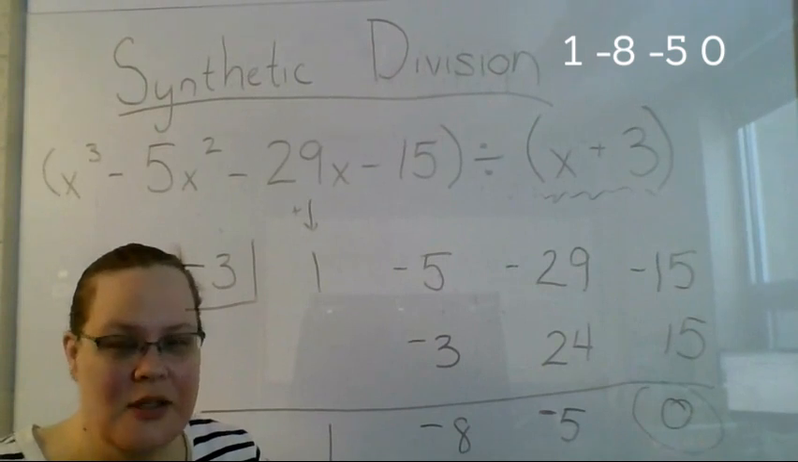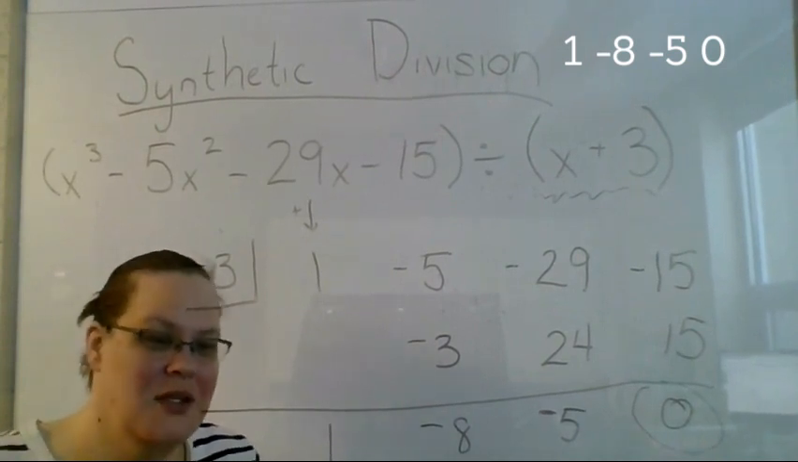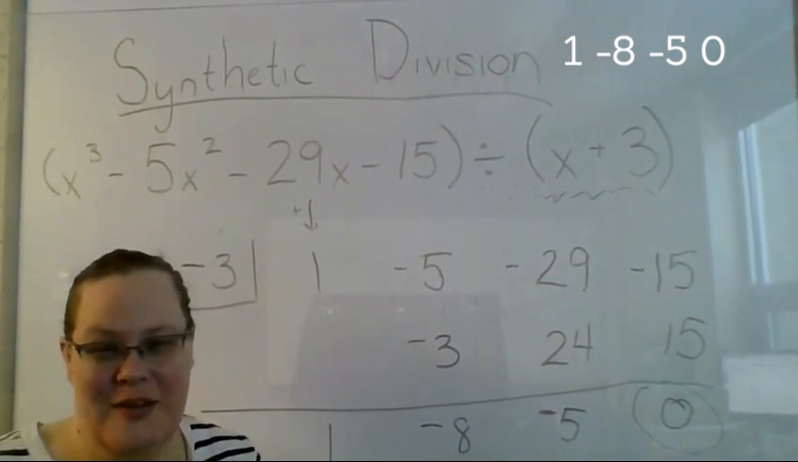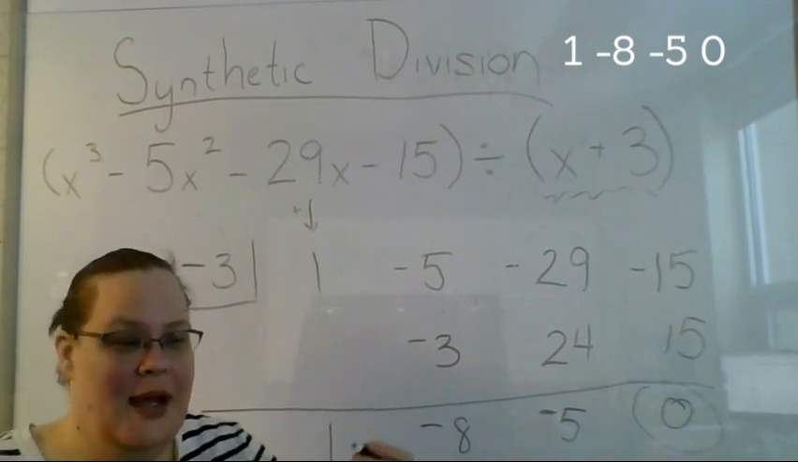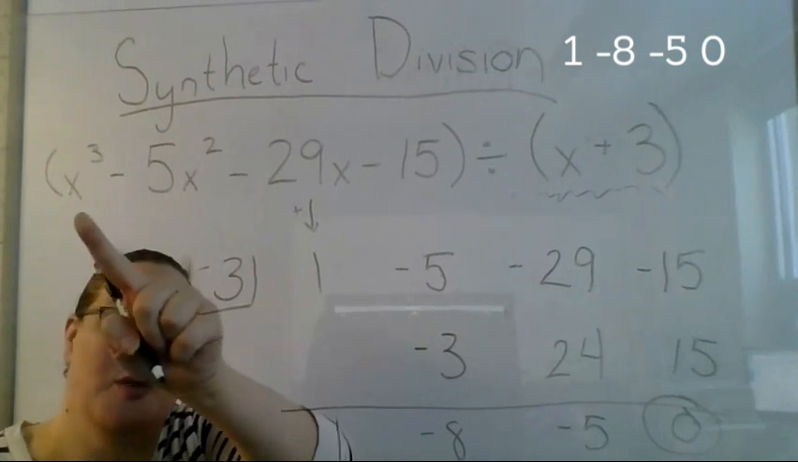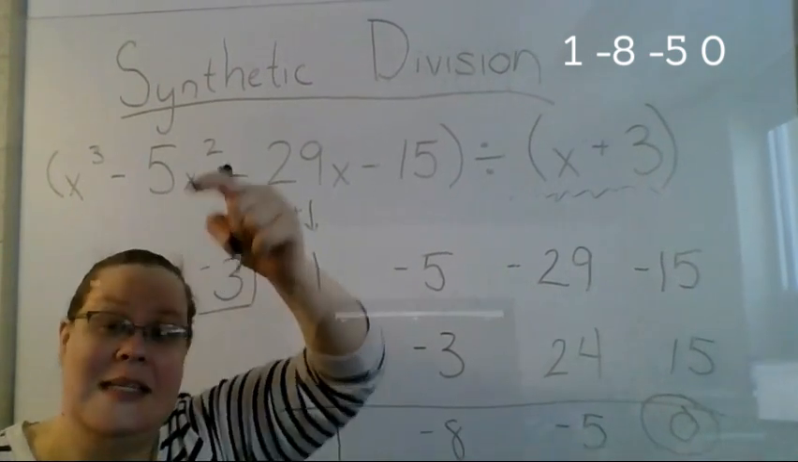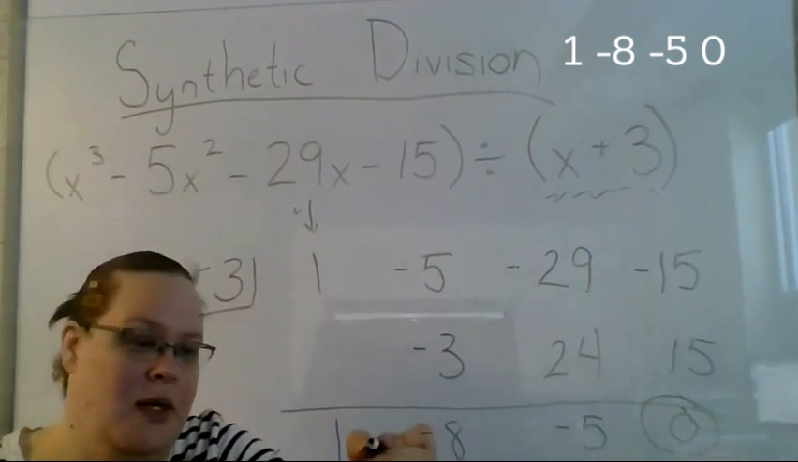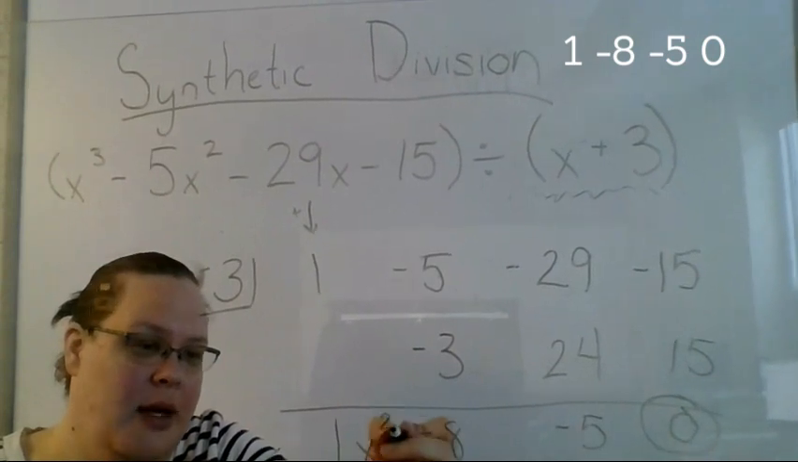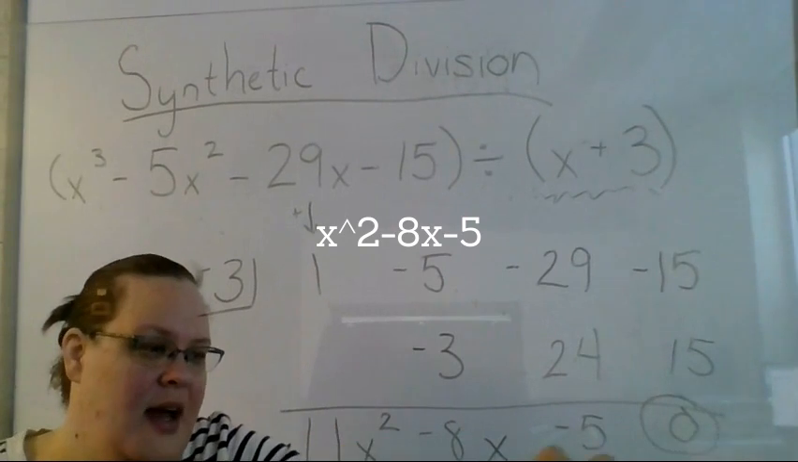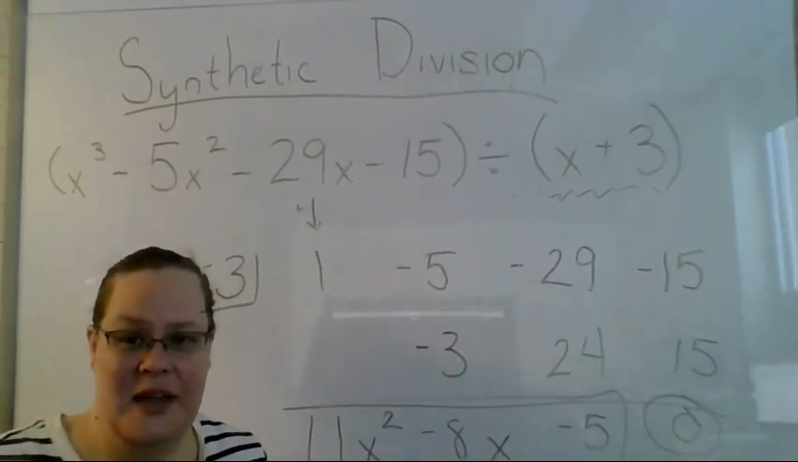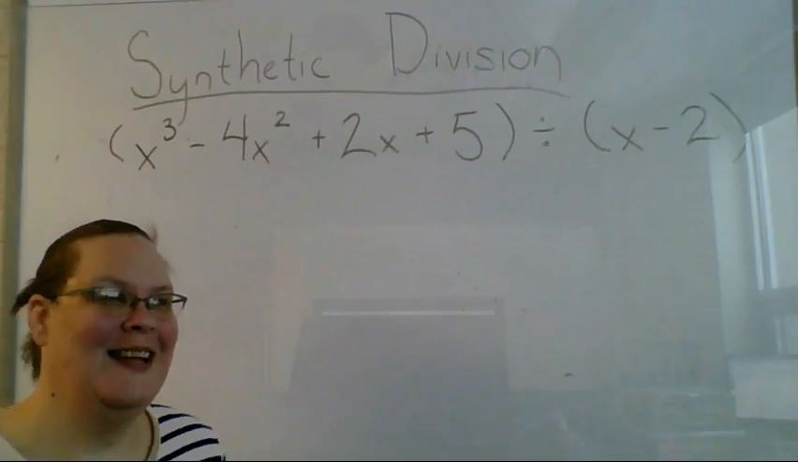So now we took all the variables out of this problem. For our answer, we're going to put them back in. Up here, at what we were dividing, we decrease the exponent by 1. So this will be x squared minus 8x minus 5. And there's our answer for synthetic division. Let's take a look at another one.